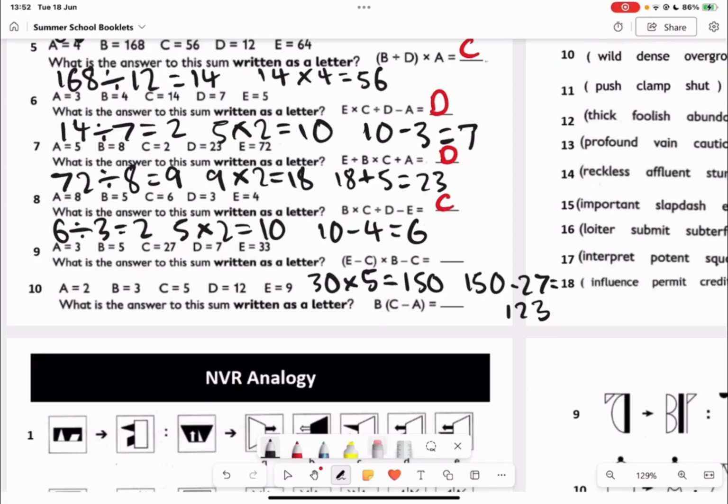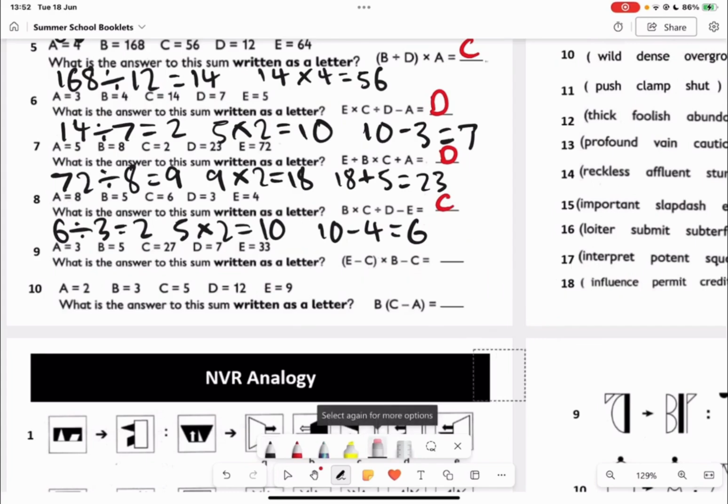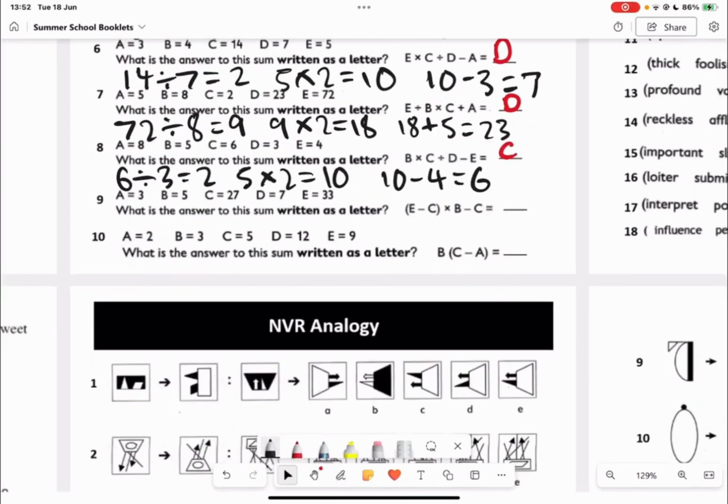I see where we went wrong. We subtracted by the incorrect number. So what we're supposed to do here is E, which is 33, and then C, which is 27. So we subtract that, which is equal to 6. And then we do 6 multiplied by B, which is 5. So 6 times 5 is 30. And then we do 30 minus C, which is 27.